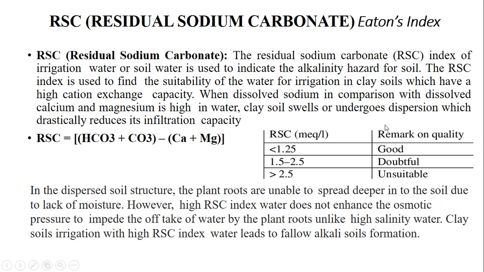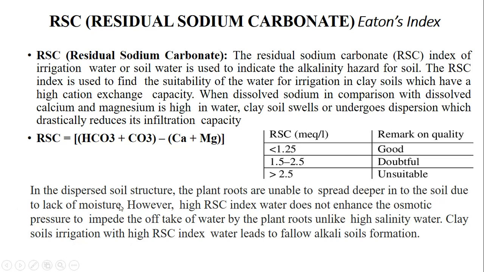So this table gives the index of RSC. If the RSC or residual sodium carbonate is less than 1.25 milligram per liter or milliequivalent per liter, then it is a very good quality water. If the RSC is in between 1.5 to 2.5, the quality is doubtful. It should be treated and then it is used for irrigation. If it is more than 2.5 meq per liter, then it's not at all suitable for irrigation purposes, and it can't be treated. Even though it is treated, you can't use this water.